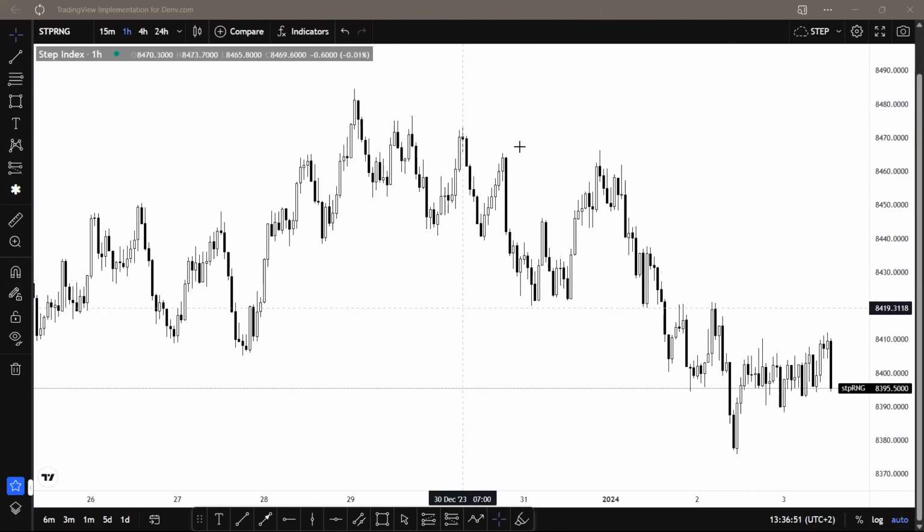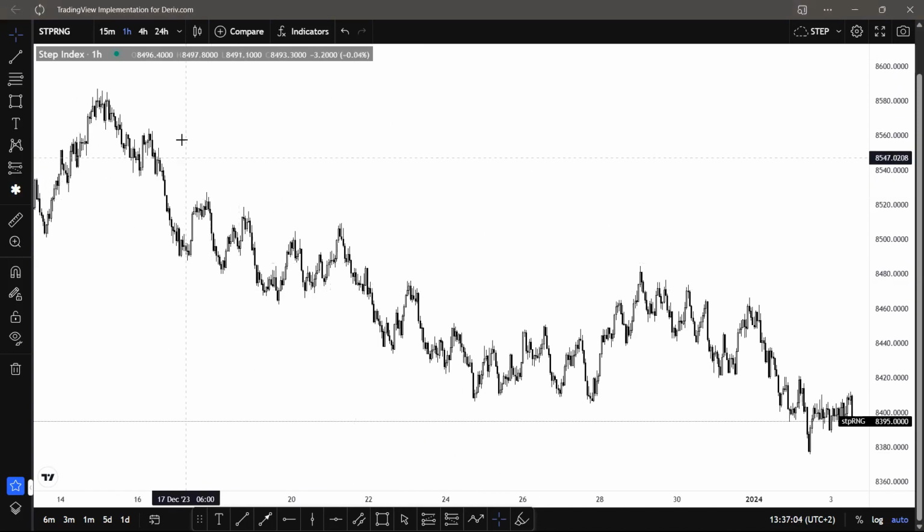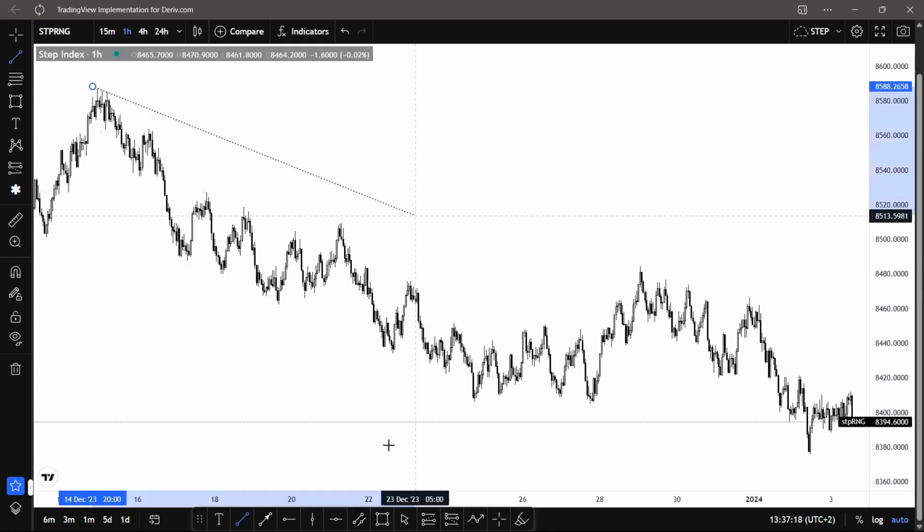So the first thing you want to do, make sure you clear your chart and you restart, right? Then zoom out at least 4 times. So now that you have zoomed out, the next step is to identify or find your market structure. And I'm going to be using trend lines, connecting the trend lines on the most obvious swing points.